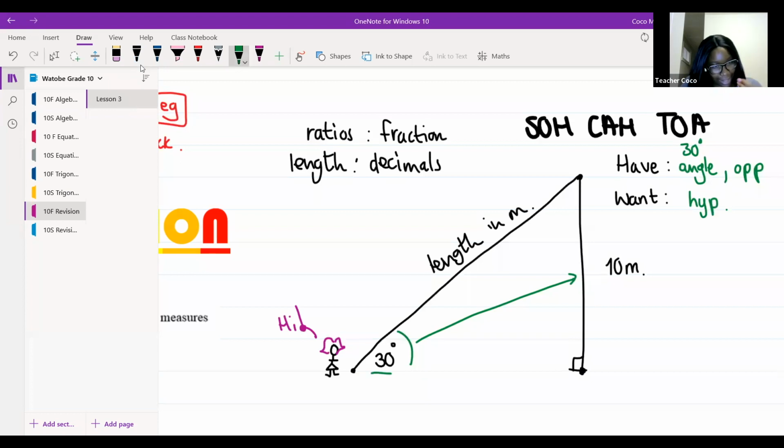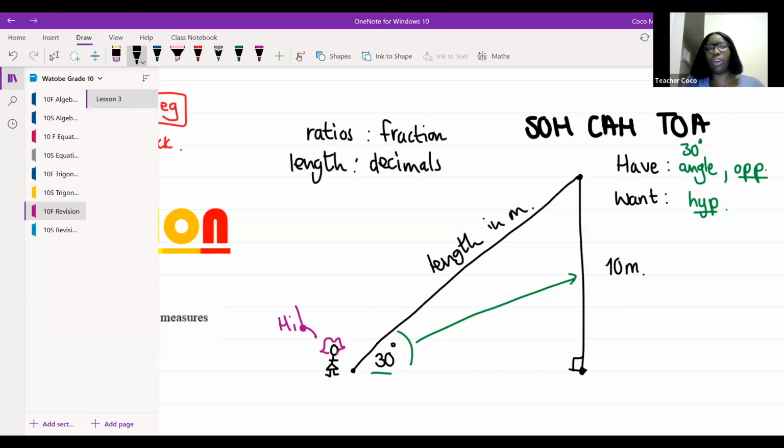So let's think about this again. Between SO, Ha, and TOA, which one of them needs the opposite and the hypotenuse? Which one uses opposite and hypotenuse? Think about it again, Anele. It's going to be SO, because O and H meet my opposite and my hypotenuse. So it's SO. And we know that the S in SO stands for sine.